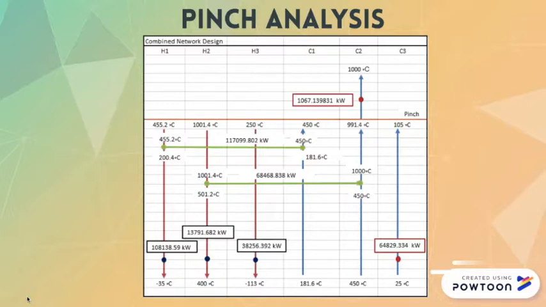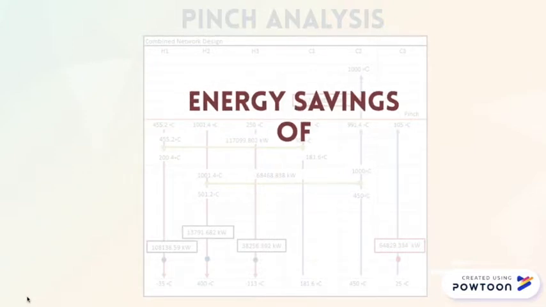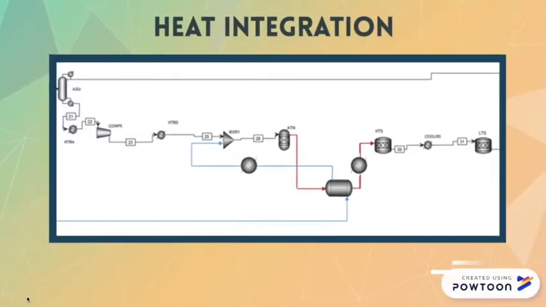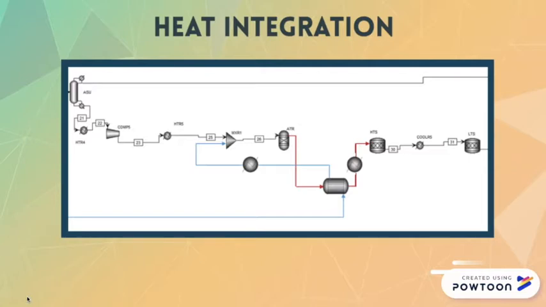As you can see, the following matches were found. In total, the 6 streams had a 62% reduction in heat duty, saving close to 370,000 kilowatts of heat duty requirement. Using Aspen, we can show how these streams will be integrated in our process.